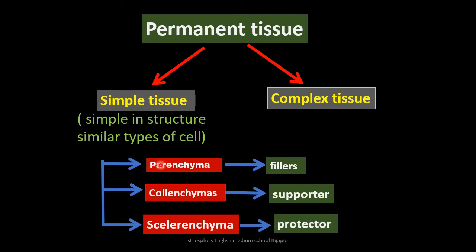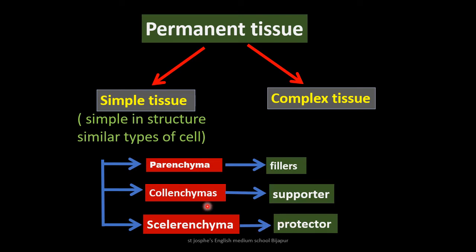So there are simple tissues. Permanent tissues are classified mainly into two types, simple tissues and complex tissues. The simple tissue, why is it known as simple? Because they contain cells which are simple in structure and similar types of cells. They are further classified as parenchyma, collenchyma and sclerenchyma as per their structure and function. Parenchyma means fillers, collenchyma is meant for support and sclerenchyma provides protection.